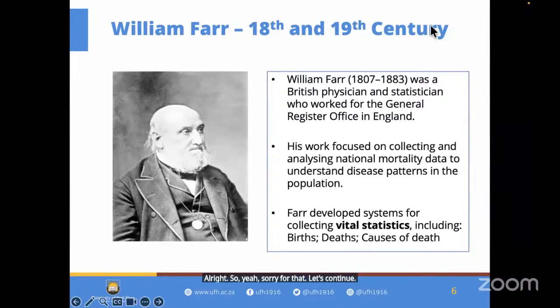Let's continue. So I was talking about William Farr, who was a British physician and a statistician, and he worked at the General Register Office in England. His work focused on collecting and analyzing national mortality data to understand disease patterns in population. In essence, William Farr expanded the work of John Graunt, and he was the first person to develop the system for collecting vital statistics, which John Graunt already started but wasn't really documented. This includes having a database for numbers of births, numbers of deaths, and causes of death.